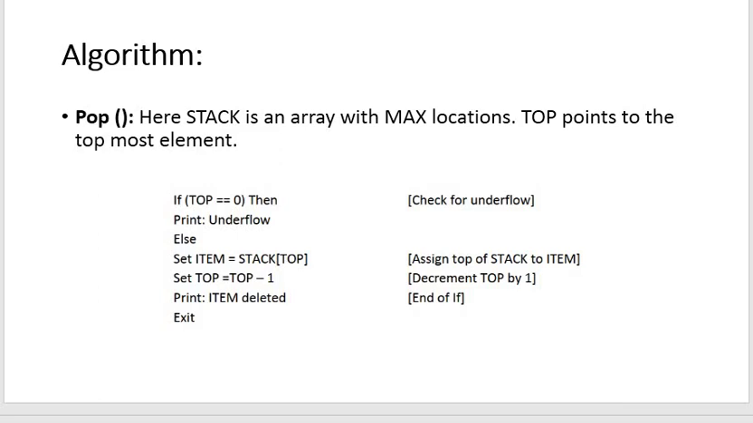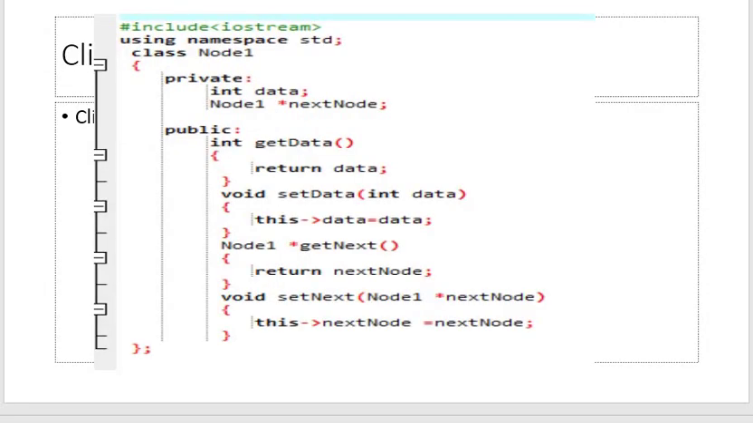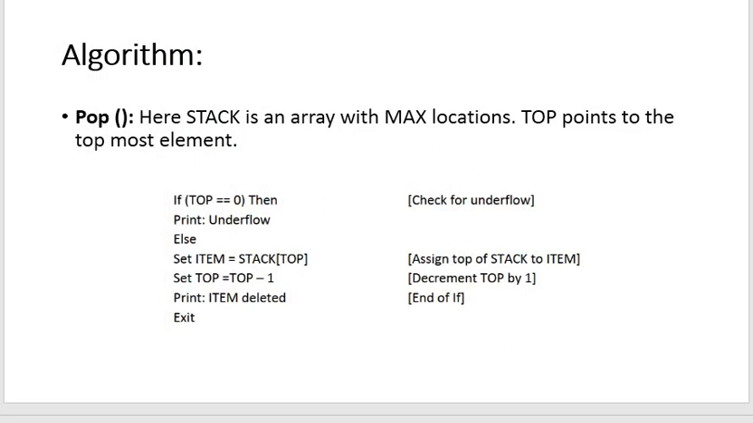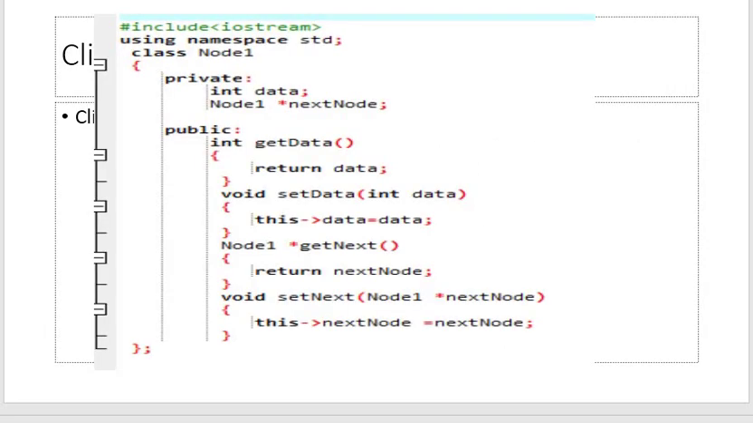So that was the algorithm for the push and pop functions. If you want to insert an element, you have to check whether the stack is full or not. And if you are removing elements from the stack, you check whether the stack is empty. If it is not empty, you can delete the elements, but if the stack is empty, the elements cannot be deleted.